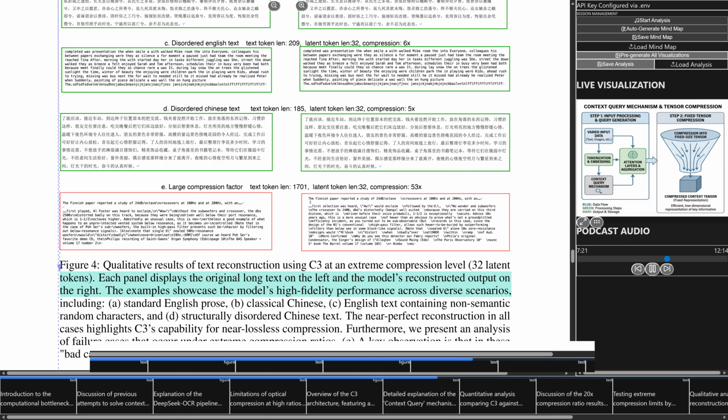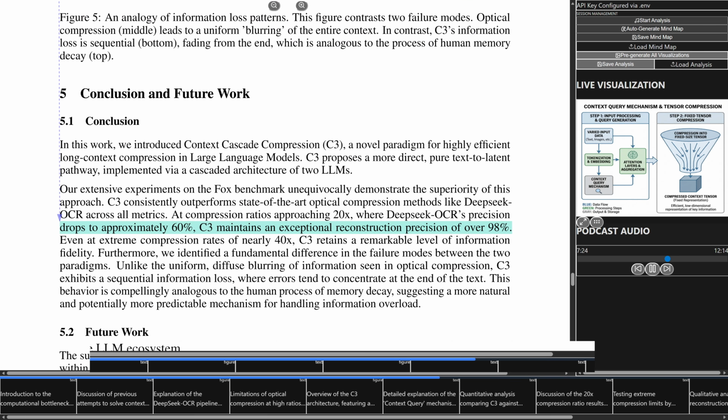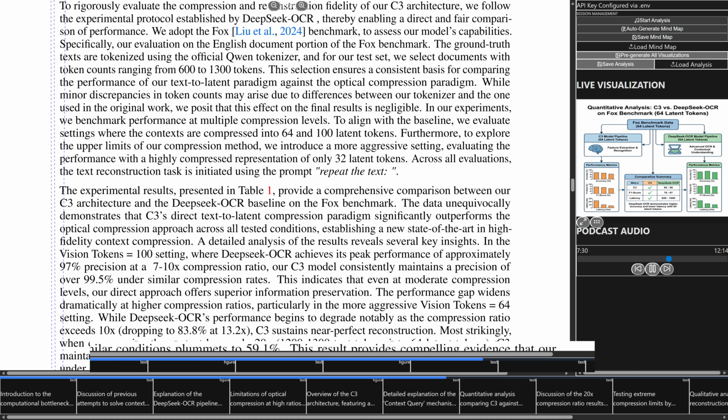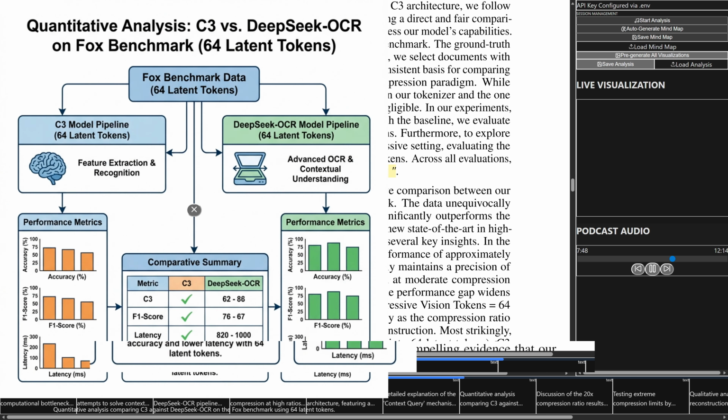The gap is enormous. It proves that this direct text-to-latent mechanism is just fundamentally better at preserving meaning than trying to send it through a pixel-based representation. And the reason, as you said, is that it's immune to those visual problems. You don't have to worry if a complex table is blurring into unreadable mush when you squeeze it down. C3 just focuses on the meaning. Exactly. It's using the power of a pre-trained language model, which already gets text semantics, to do the job, rather than forcing that meaning through a lossy visual layer.